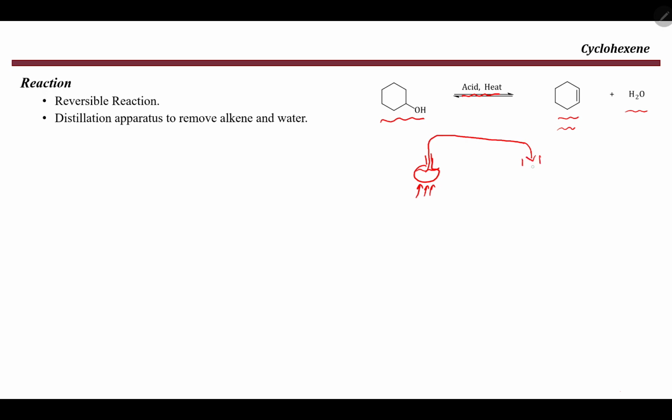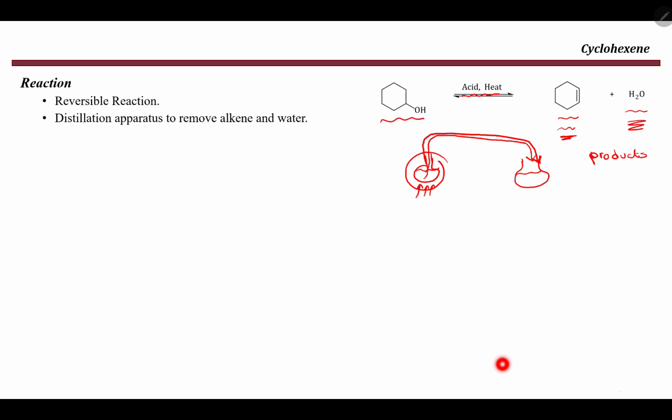Now, same thing happens for water. So basically, once water and cyclohexene are formed in the reaction flask, by the action of heat, they will evaporate and go through the condenser into the other side. Now, what we are actually doing is that we are removing the products from the equilibrium.